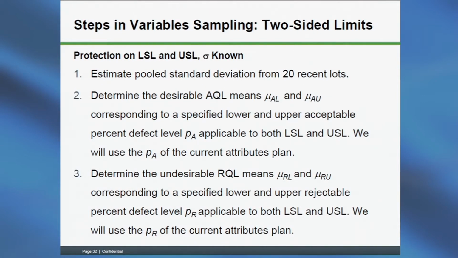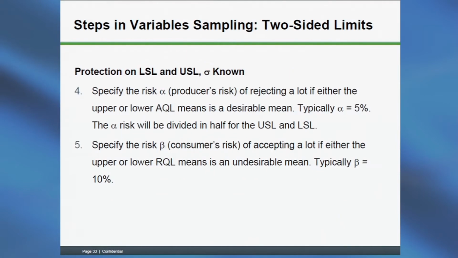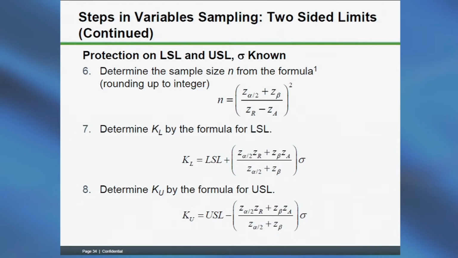If we look at two-sided limits, everything is basically the same. We estimate the pooled standard deviation from recent lots. We determine the AQL means, upper and lower now. And then we determine the rejectable quality levels, upper and lower also. We specify the producer's risk and the consumer's risk. And we determine what the sample sizes are now based on these formulas over here. And you can see that the only difference in the formula is that the alpha is divided by 2. The beta is retained at the same level.